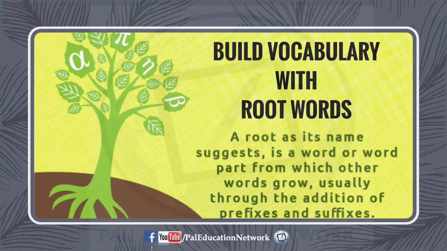A root, as its name suggests, is a word or word part from which other words grow, usually through the addition of prefixes and suffixes. What is a prefix? Just divide it: pre and fix. It shows like the action. You have a word, you put something before it, that's called a prefix. And you put something after it, that becomes a suffix.